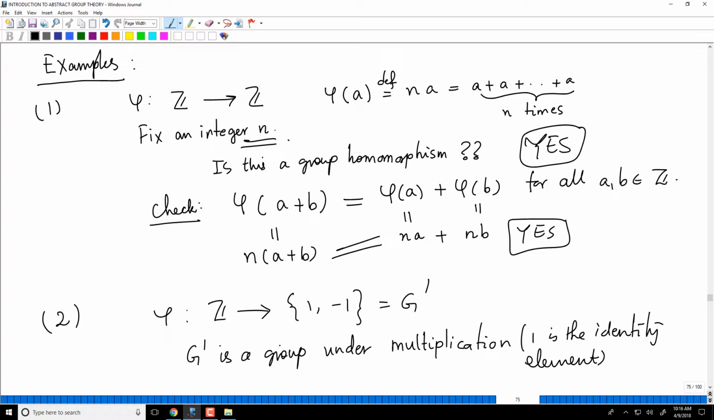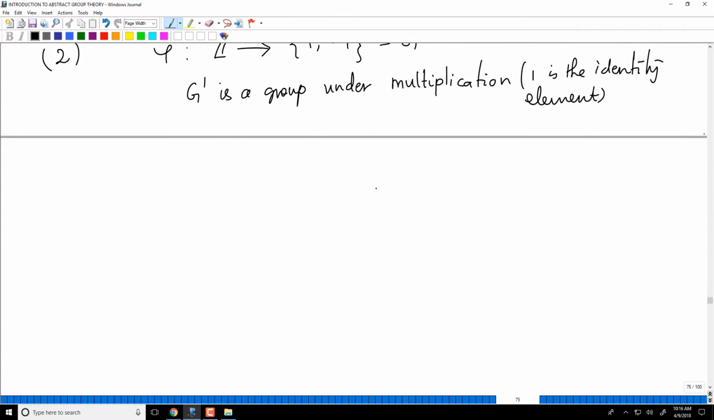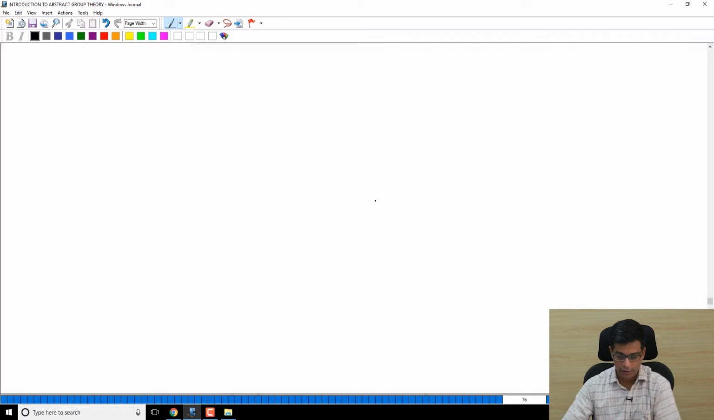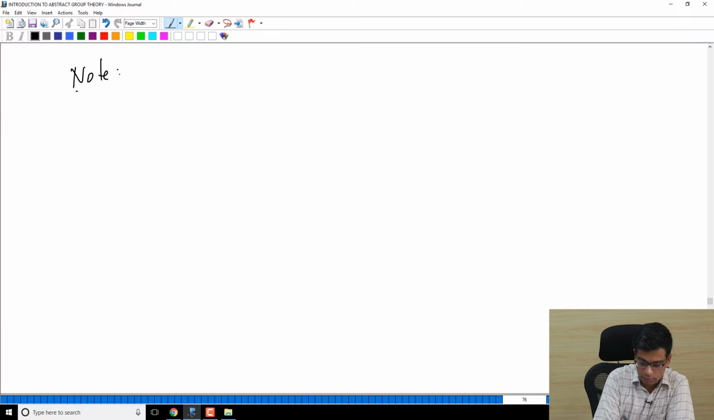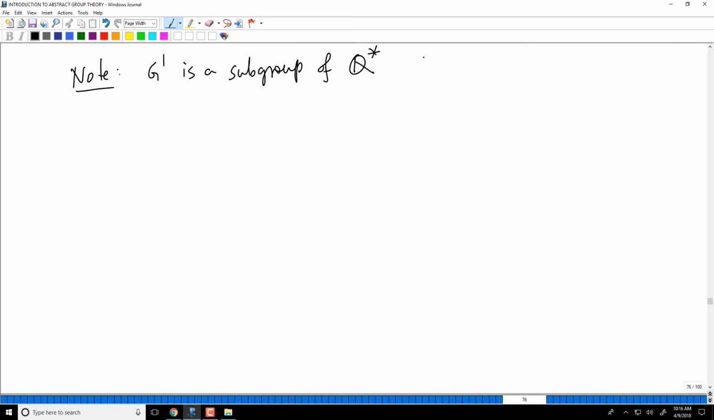So G prime is actually a subgroup, if you think about it, of, let's say, the rational numbers under multiplication. So I'll make that note here, and it's for you to check. Note that G prime is a subgroup of Q star. If you recall, Q star is the group of non-zero rational numbers under multiplication. So G prime is just a subgroup of it.